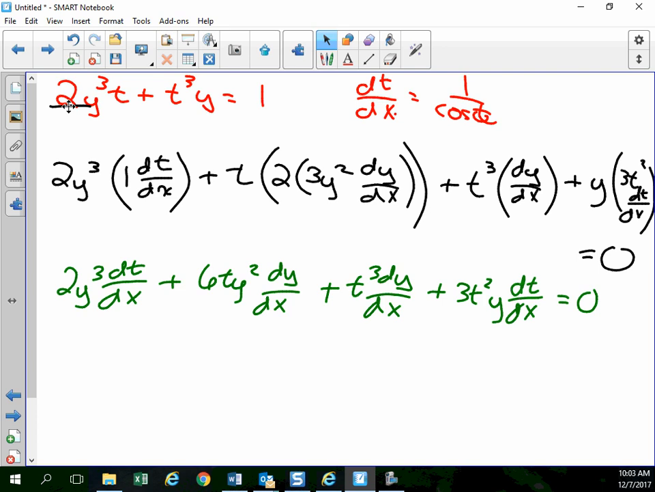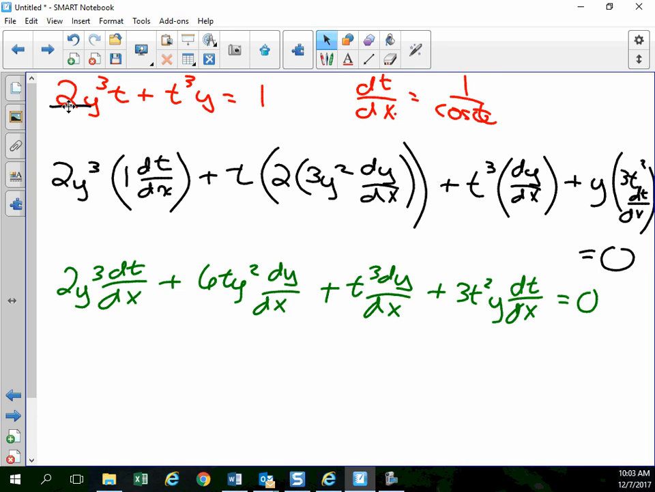You have to, because it's not an x. It's the same rule as y, yeah. It works exactly like y, yes. But you have to have the dt dx attached to it because it's not an x. What do I want to do next?